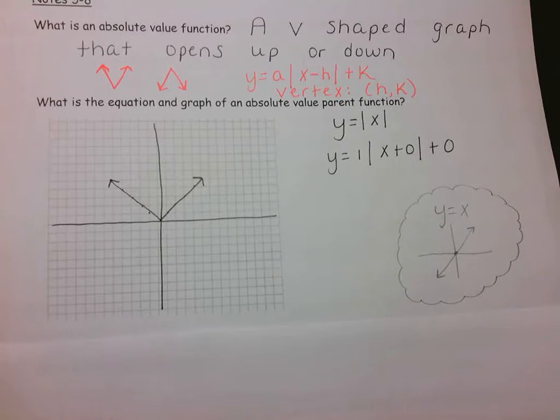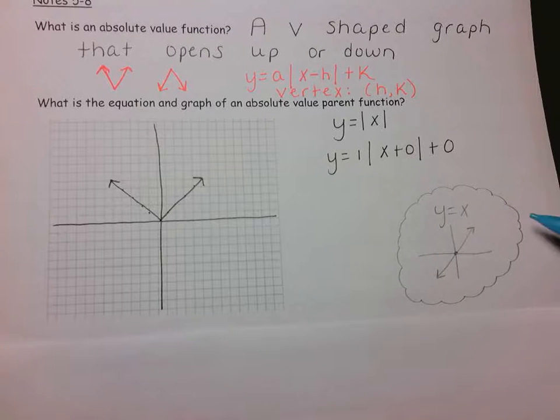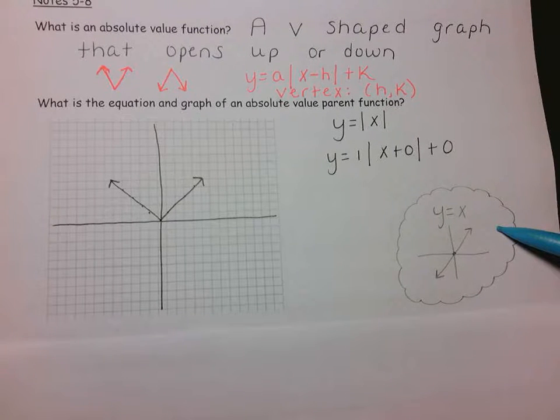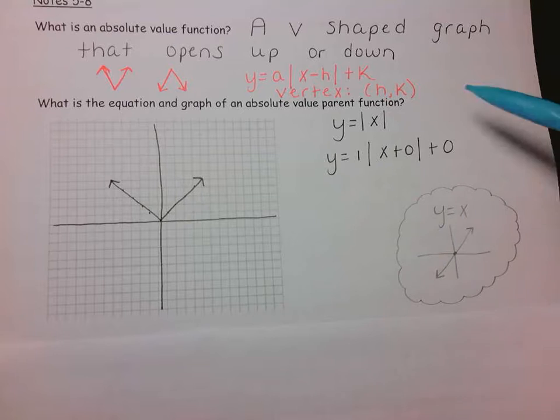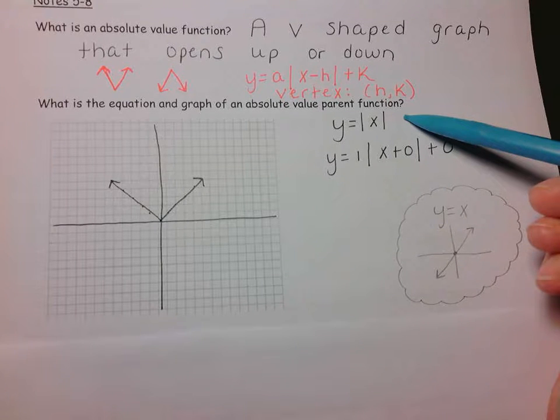So remember what a parent function is. It's the simplest form of a function. The parent function of a straight line is y equals x. So that's the simplest form of a straight line. And from that, what can we do? We can change the slope or we can change the y-intercept, but y equals x is the parent function. It's the simplest form. This is the same concept.